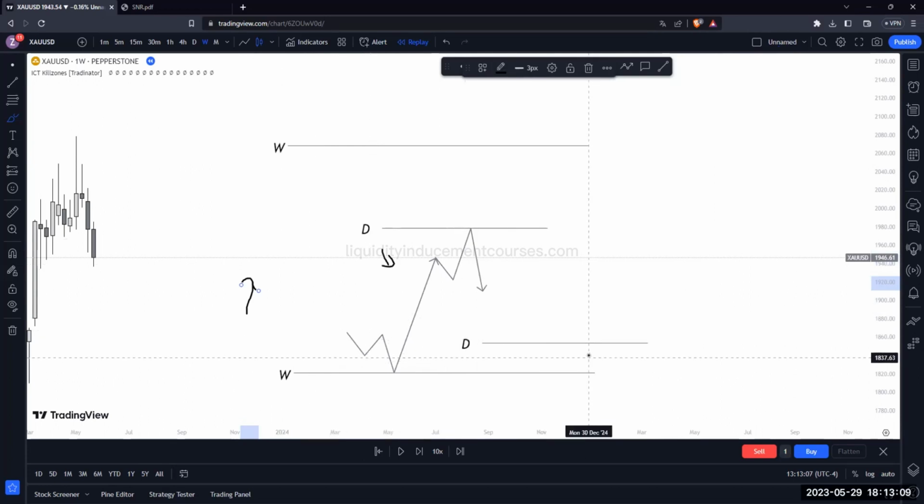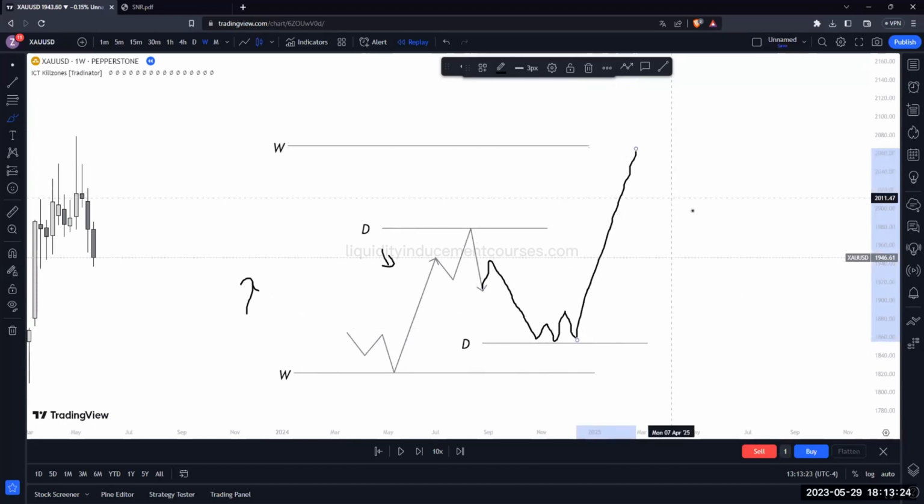No, I'm just focusing on buying. No, you sell because price needs to finish the daily storyline in order for it to finish the weekly storyline.